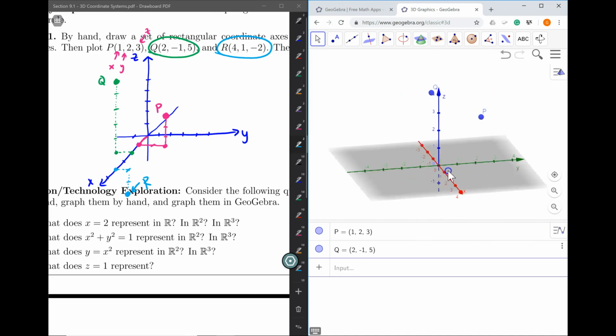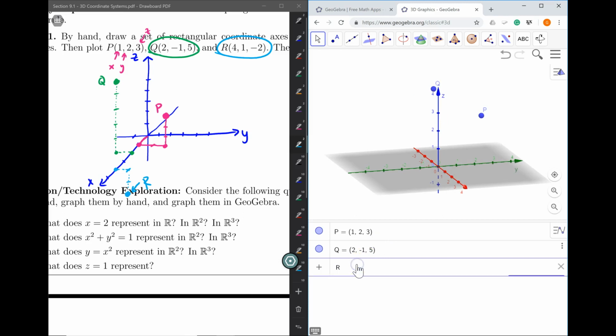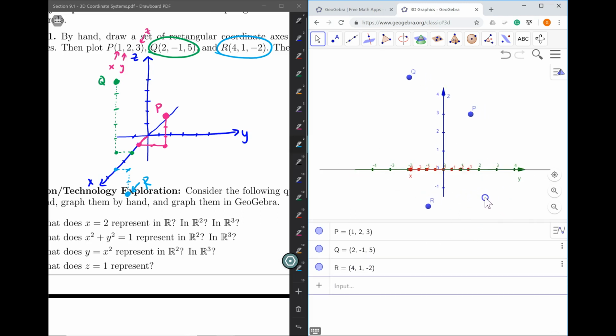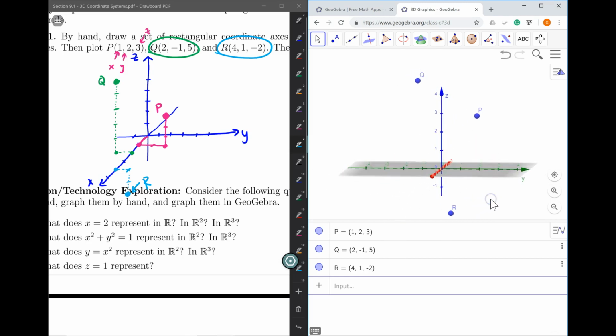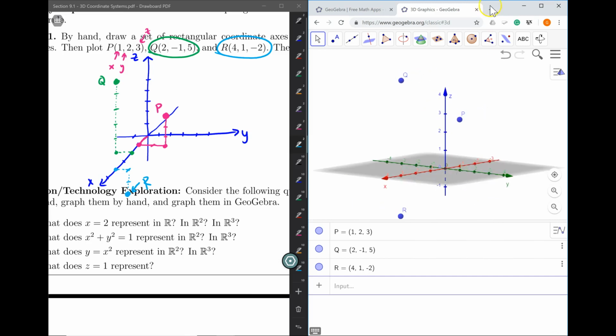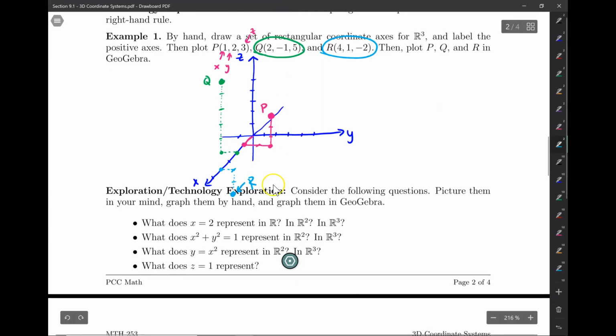Okay, let's take a look at the last one, which is the one that you did. (4, 1, -2). Now this point, notice, is below you. So depending on where you're at, if you're in a library or an apartment or something like that, then it's the floor below you. If you're on the ground, then the point R could be underground potentially. Okay, so there we go. There are our 3 points.